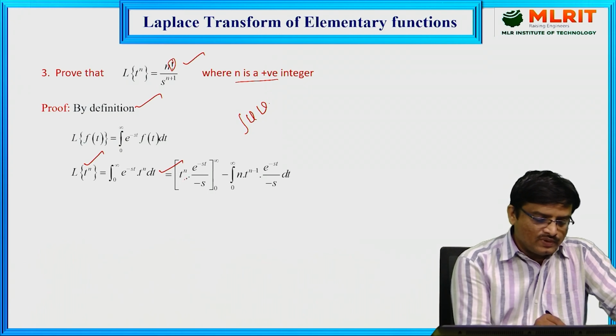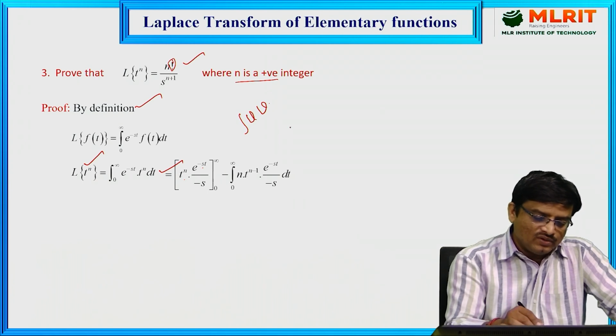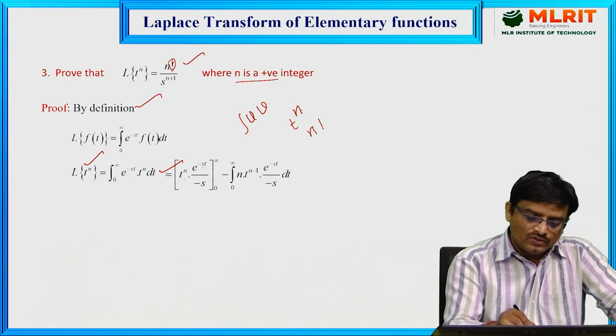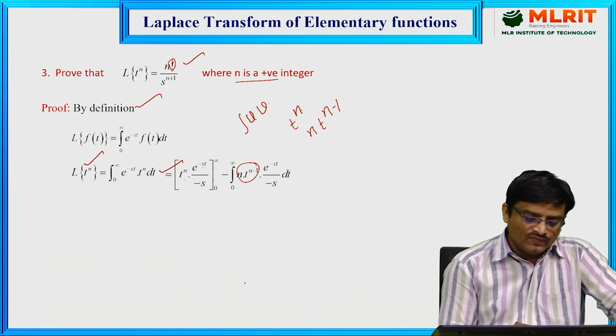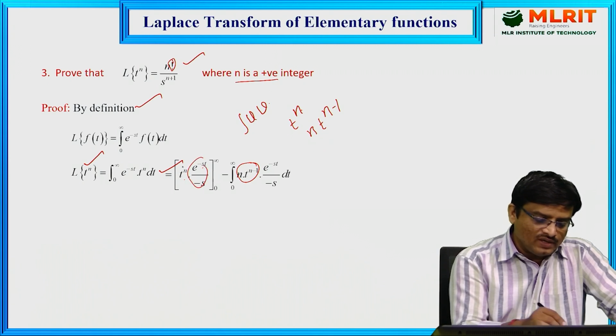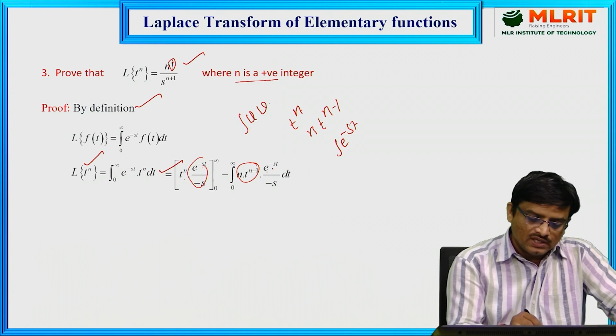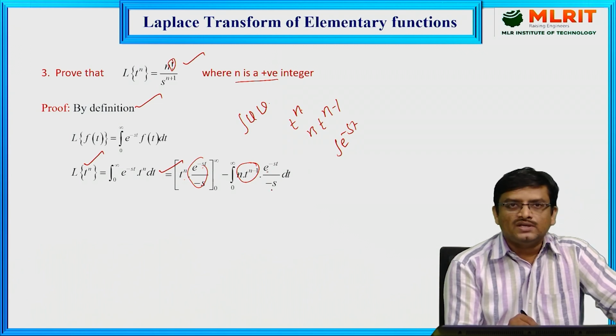So t power n into integral of v, e power minus st by minus s, minus integral 0 to infinity derivative of t power n. So derivative of t power n is n into t power n minus 1. So this is the value of derivative of u, and integral of v, this is the integral of e power minus st. You write down this is e power minus st by minus s.